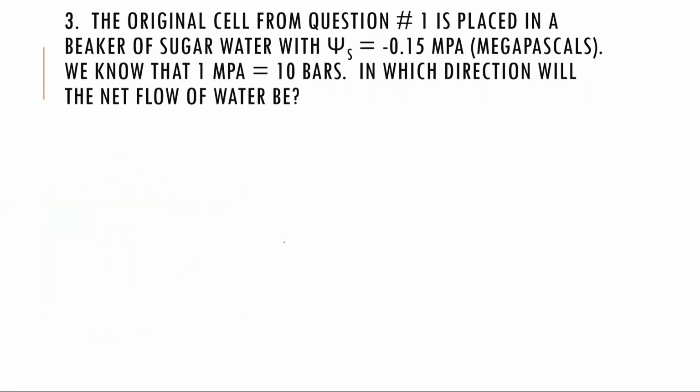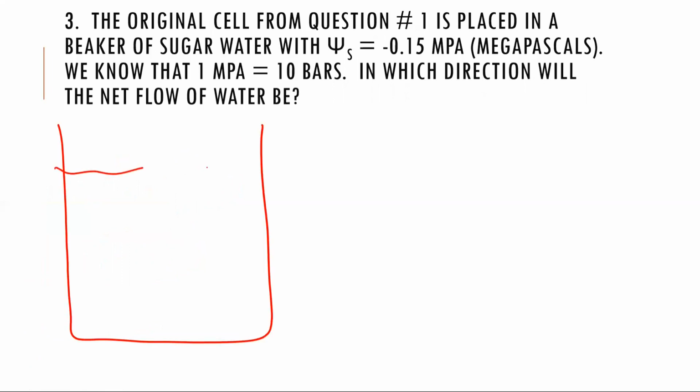All right, so now we're going to take the original cell from question 1 and put it in a beaker of sugar water. But this time the sugar water has a solute potential of -0.15 megapascals, right? And here's the situation where we need that to be in bars. That's not going to help us. This is just trying to get us to remember that conversions could be a thing. And the conversions are always the same way. A fancy way of saying this is dimensional analysis.